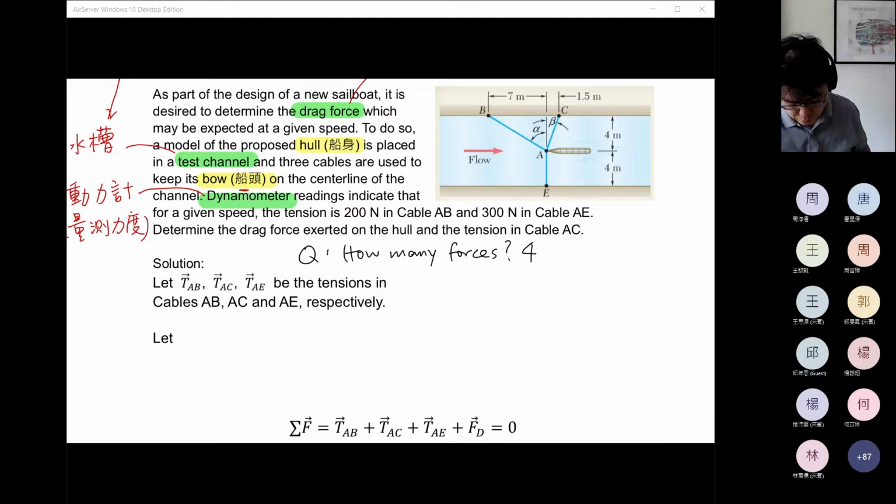I think there are not that many. Let's try it out. We have three cables, so we have 3 forces. But on top of these 3 forces, remember the boat, or point A, experiences a drag force, and of course because the water is flowing this way, the drag force is in this direction. I think that is all.